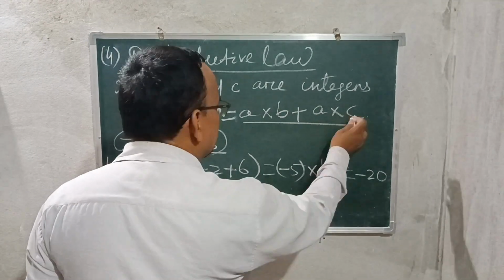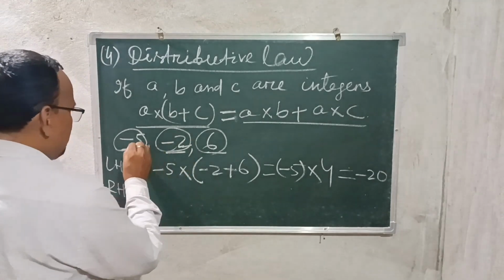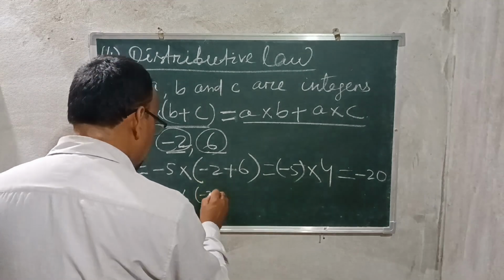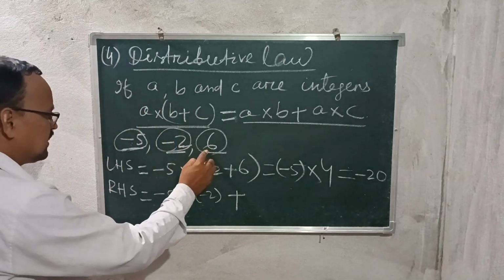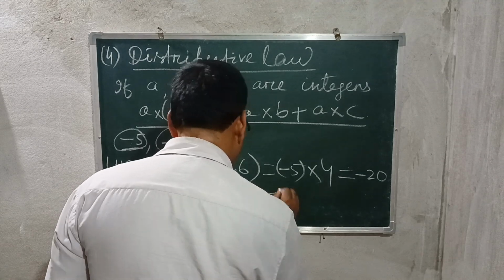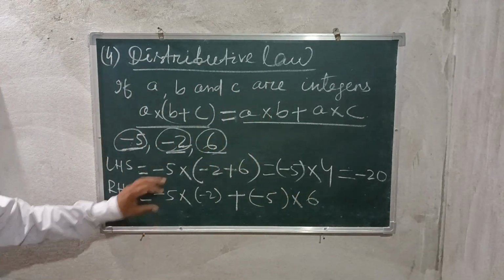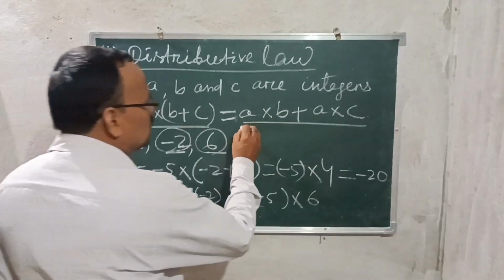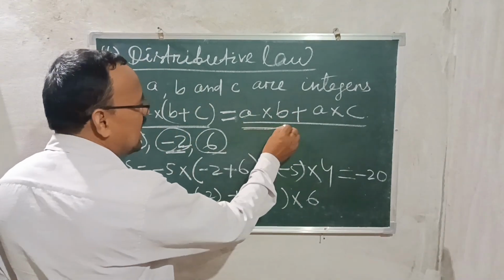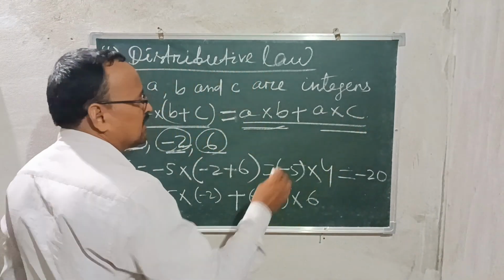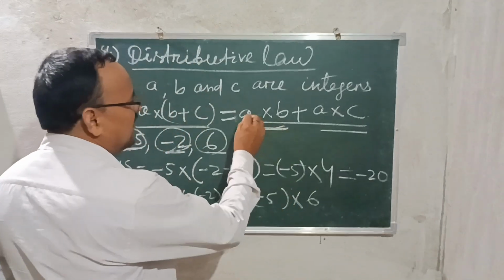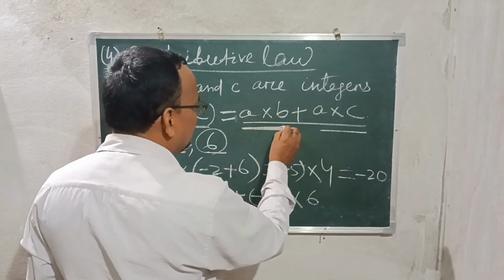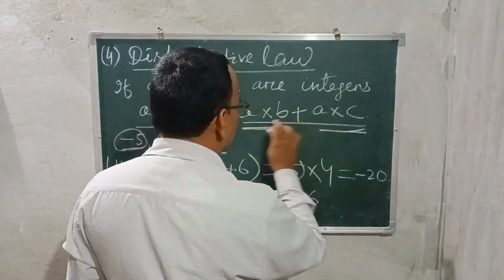And right hand side will also be, what is that, A into B plus A into C. A into B: what is A, minus 5, into B, that is minus 2. A into B plus A into C: minus 5 into 6. These are two terms: A into B is a term, and A into C is also another term. Then in both terms A is common, A is present in both terms, A into B first term and second term A into C.